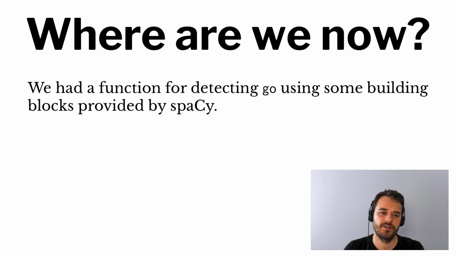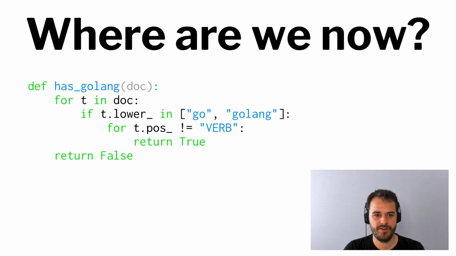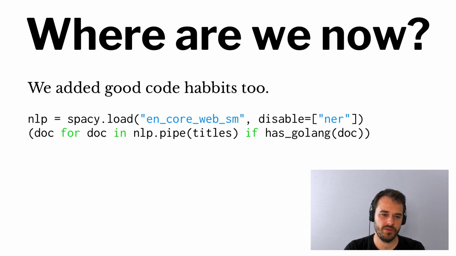In the previous video, we were making a function to detect the Go programming language, and we did so by using some building blocks that were provided by spaCy. The function that we built is shown here, and what you can see is that we loop over all the tokens in the document, check if the Go or Golang token that's been detected is not a verb. And if that's the case, then we figured we were pretty certain it's probably about the programming language as opposed to the verb. We benchmarked this code.